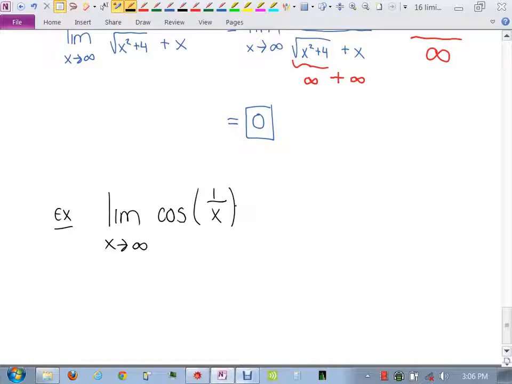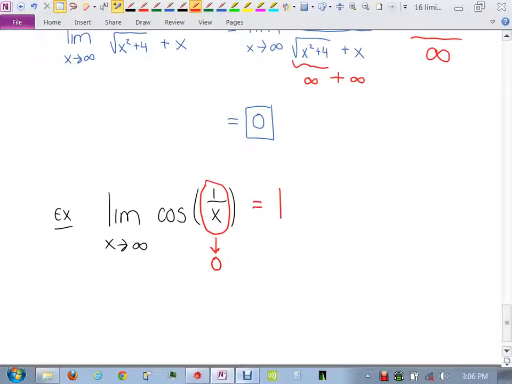So what happens as x goes to infinity here? What do you get inside the cosine? Where does this thing go? That goes to 0, right? Isn't that fixed over infinity? All right, you get 0. So the inside is going to 0. What's cosine of 0? 1. So this limit is 1.